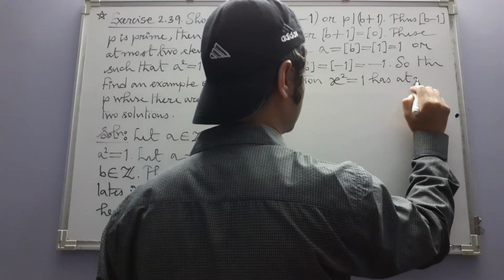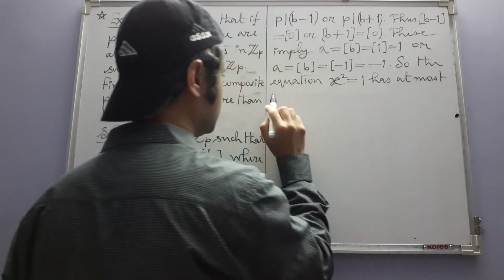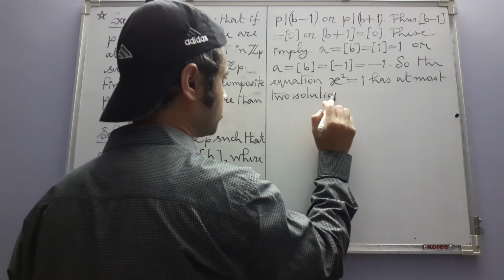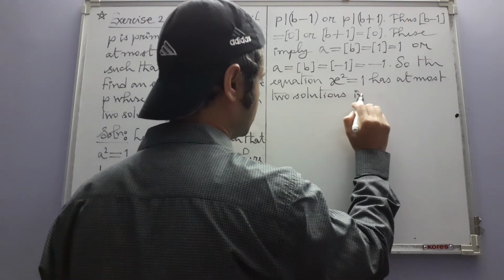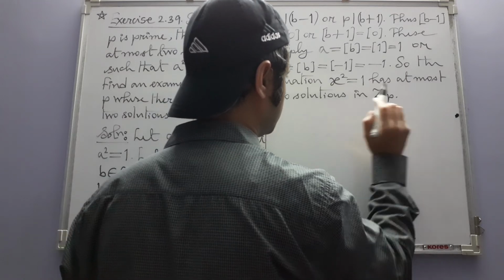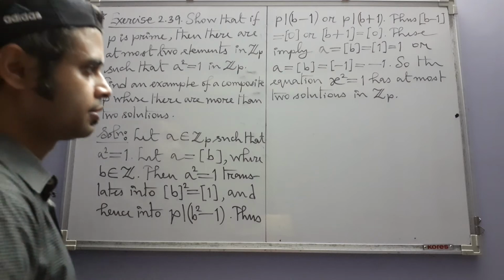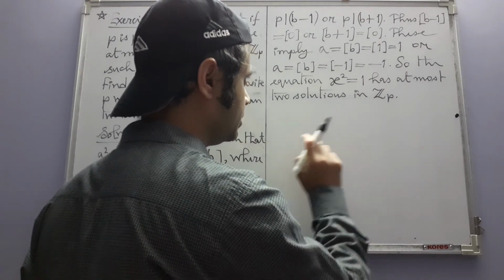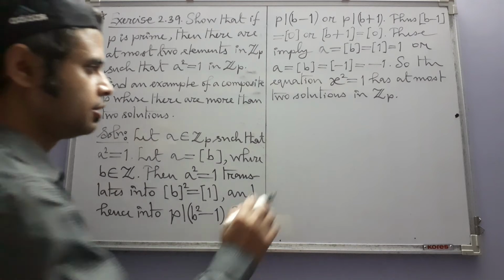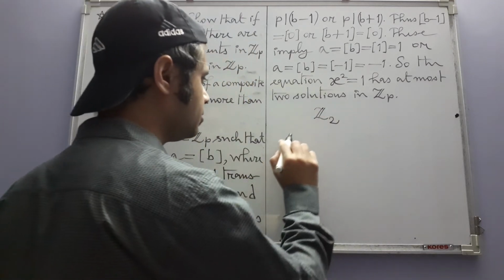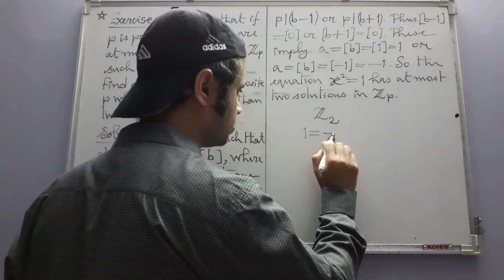Has at most two solutions in Z_P, and those two solutions are 1 and minus 1. Why are we writing at most and not exactly two solutions? That is because there is a case in which 1 can be equal to minus 1. It's in Z2. In Z2, 1 is equal to minus 1.